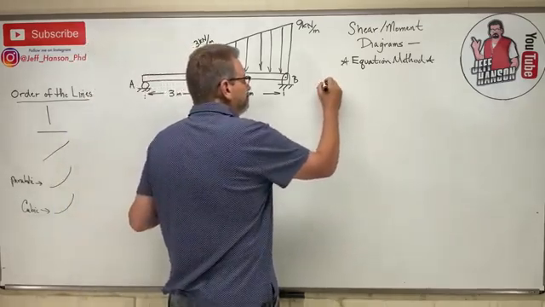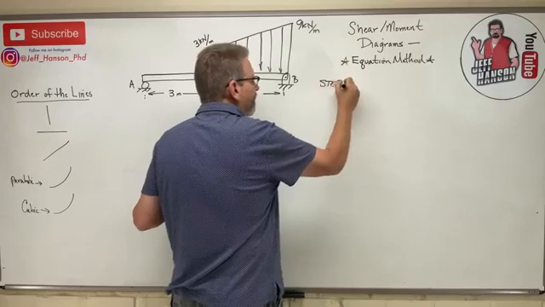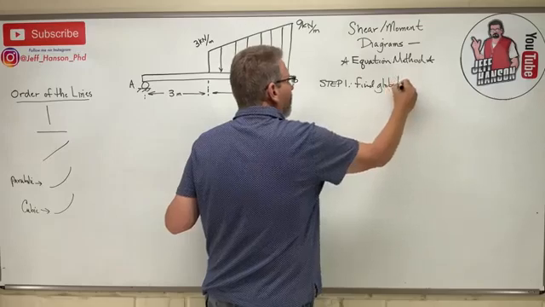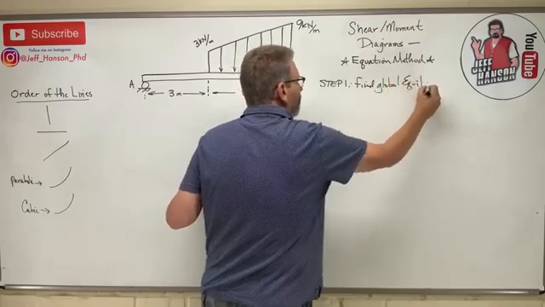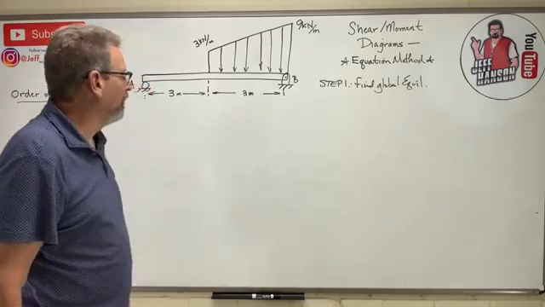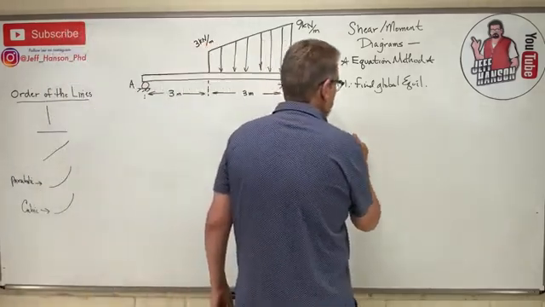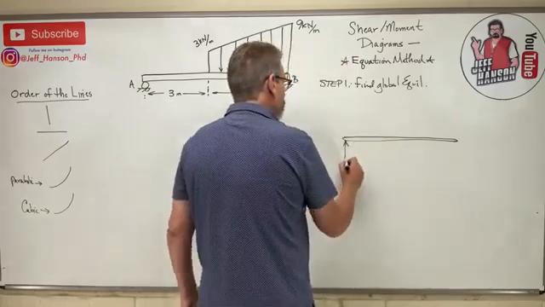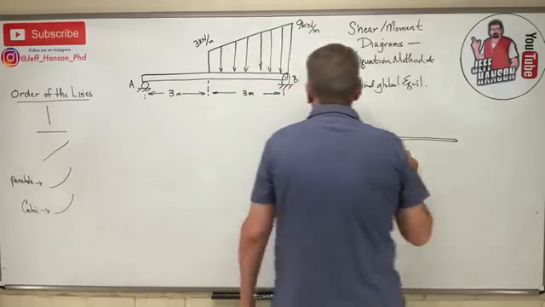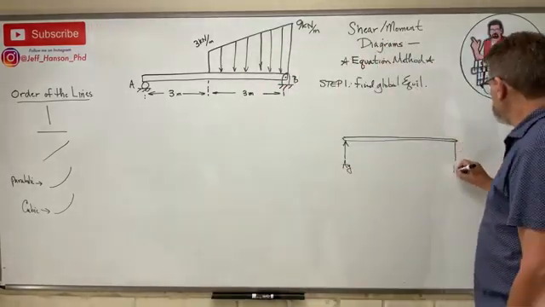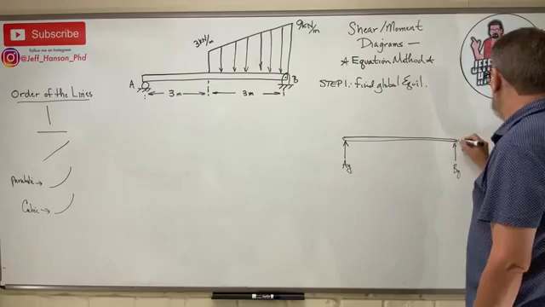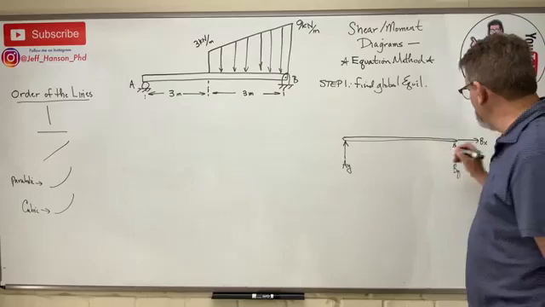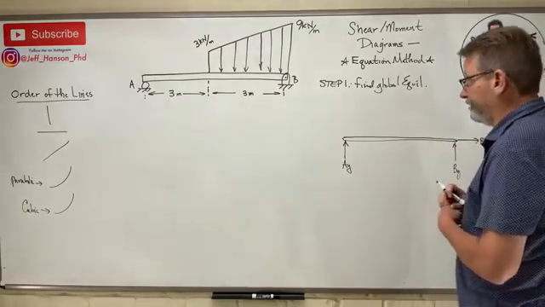Step one: find global equilibrium, just like before. So what do we have here? We have a beam. We have a roller over here, which we'll call AY. We have a pin connection on this side, so we have a BY and also a BX. But there are no forces in the X direction, so BX is 0.